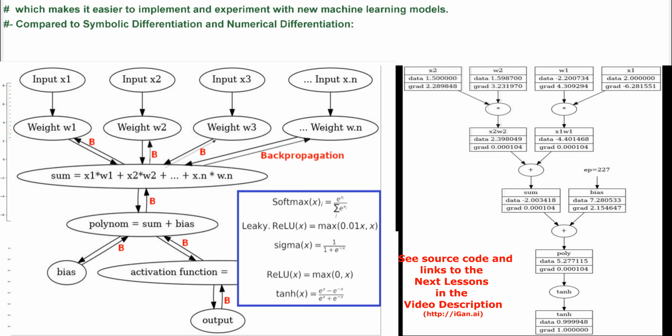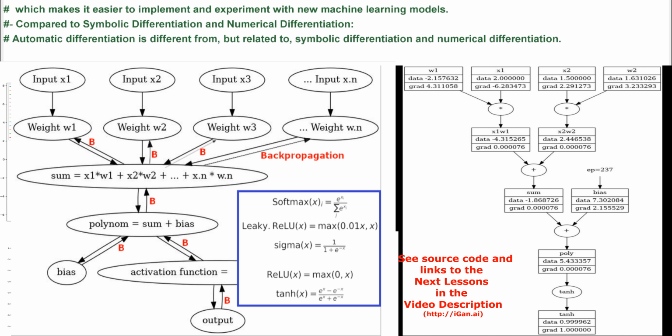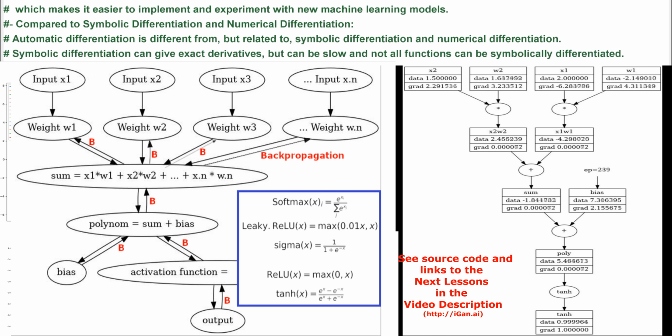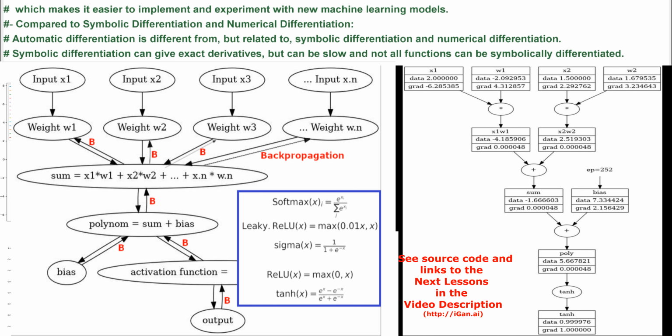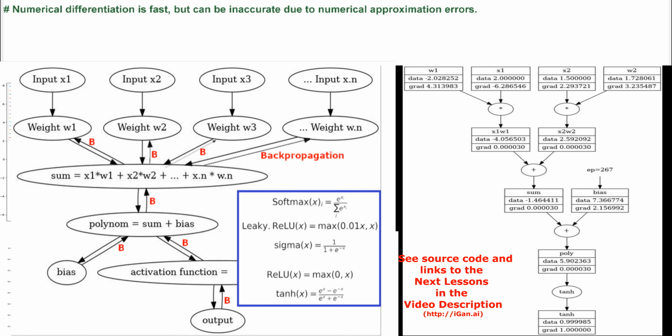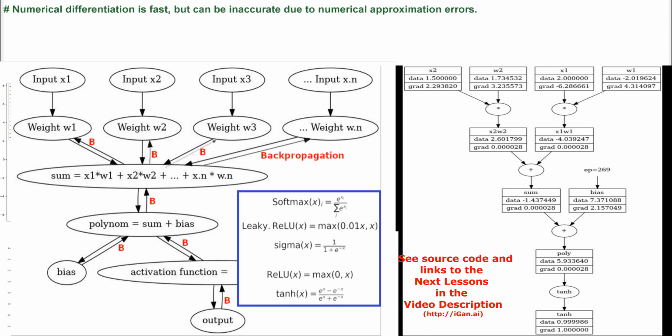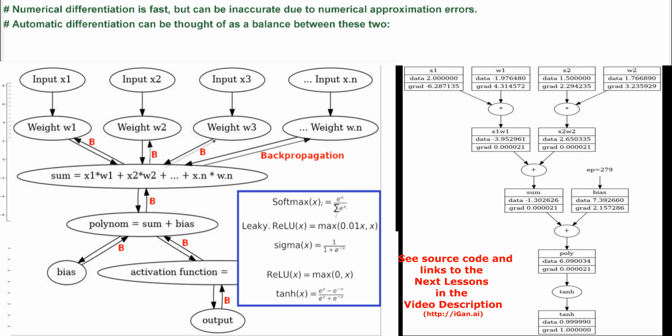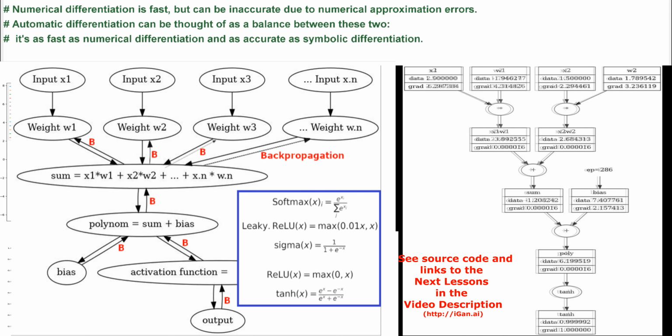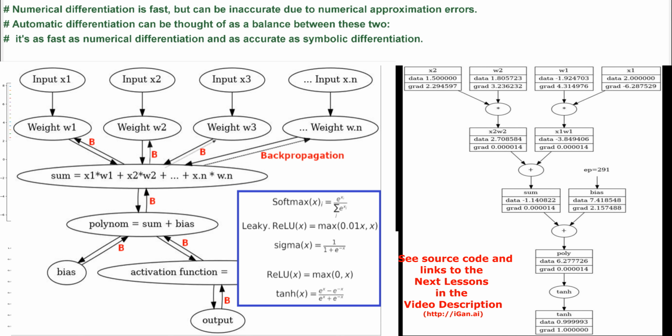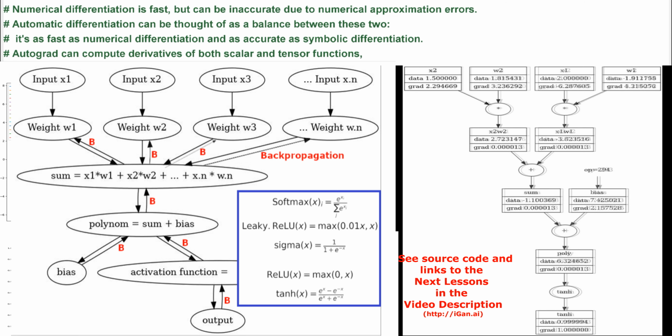Compared to symbolic differentiation and numerical differentiation, automatic differentiation is different from, but related to, symbolic differentiation and numerical differentiation. Symbolic differentiation can give exact derivatives, but can be slow, and not all functions can be symbolically differentiated. Numerical differentiation is fast, but can be inaccurate due to numerical approximation errors. Automatic differentiation can be thought of as a balance between these two. It is as fast as numerical differentiation and as accurate as symbolic differentiation.